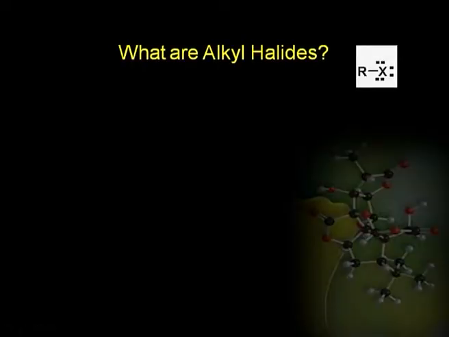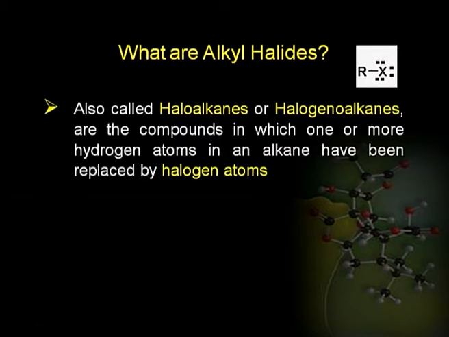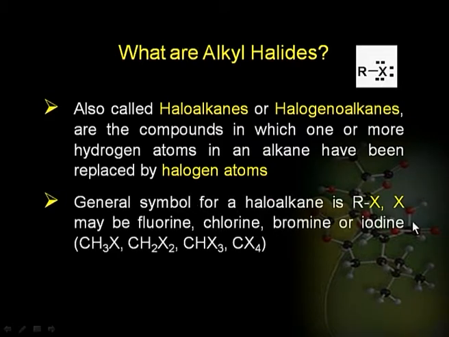So, we come to defining alkyl halides. What are alkyl halides? Alkyl halides are also called haloalkanes, or we call them halogenoalkanes also. These are the compounds in which one or more hydrogen atoms in an alkane have been replaced by halogen atoms. So, generally we represent an alkyl halide by RX, and you know that this X has 3 lone pairs on it, which can be shown in the form of these dots, and the X in this RX can be a fluorine, chlorine, bromine or an iodine atom.